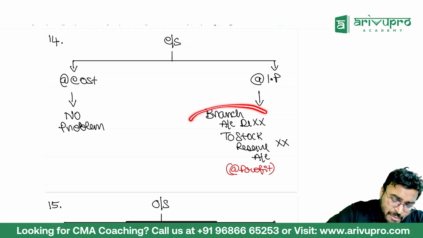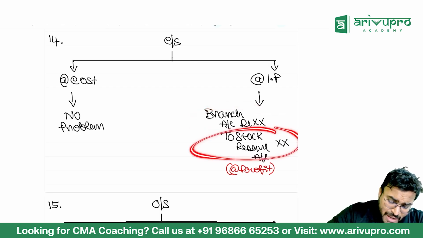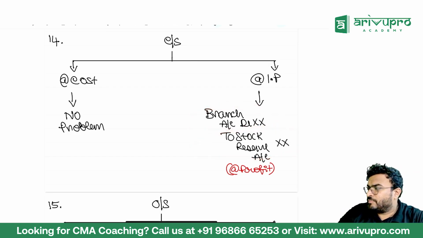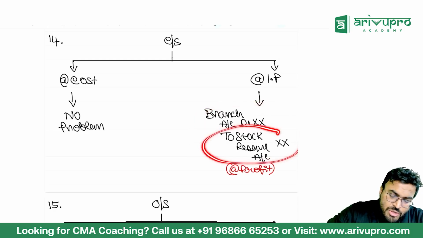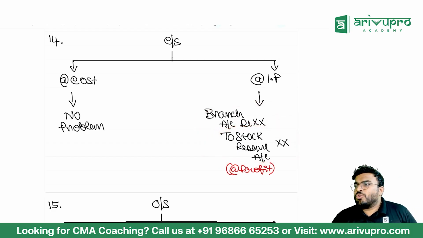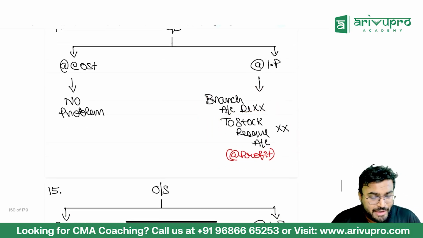You're going to pass the entry: branch account debited to stock reserve account. Clear, guys? Yes, guys. Okay.